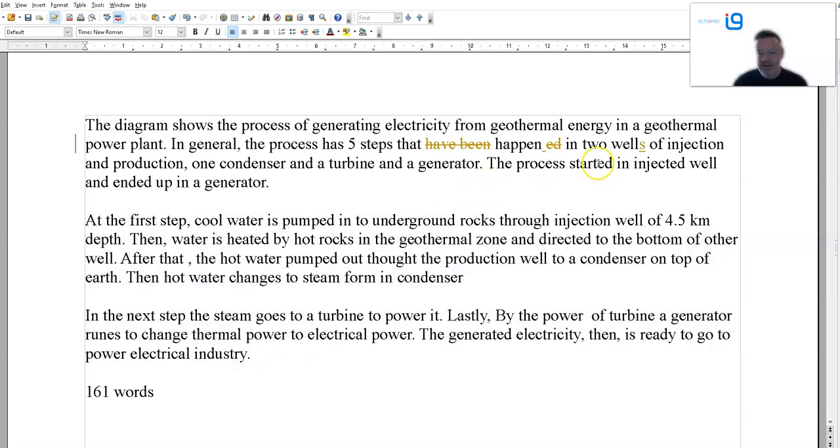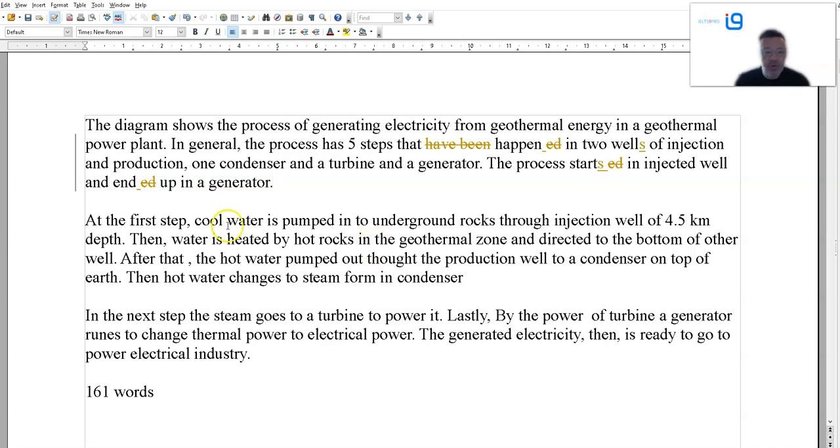The process started. The process starts, again, present simple, in injected well and ends up in a generator. Well, what's the difference between sentence 2 and sentence 3? 5 steps that happen in 2 wells of injection, production, what ends up in the generator. So you don't really need those 2 sentences. You could surely combine those. I think what the author here has done, because the diagram is pretty simple, is they may have had some trouble in making up a sufficient word count.